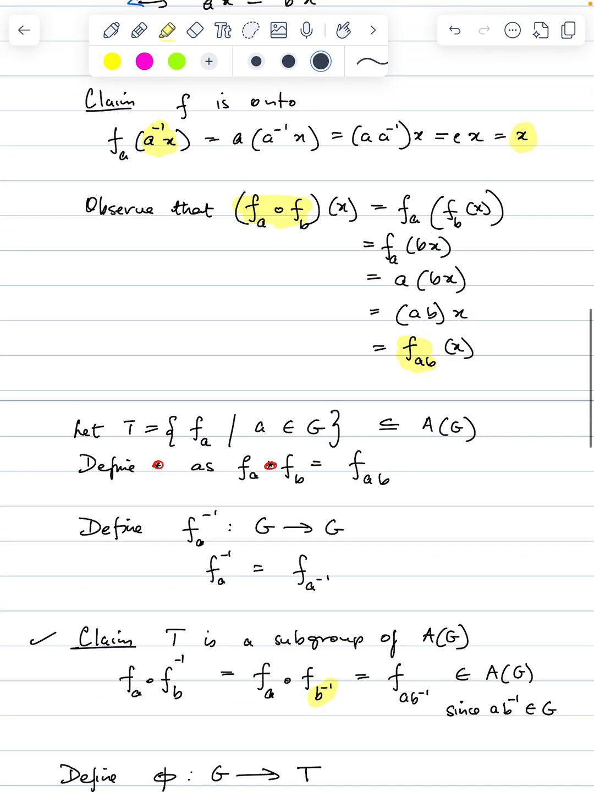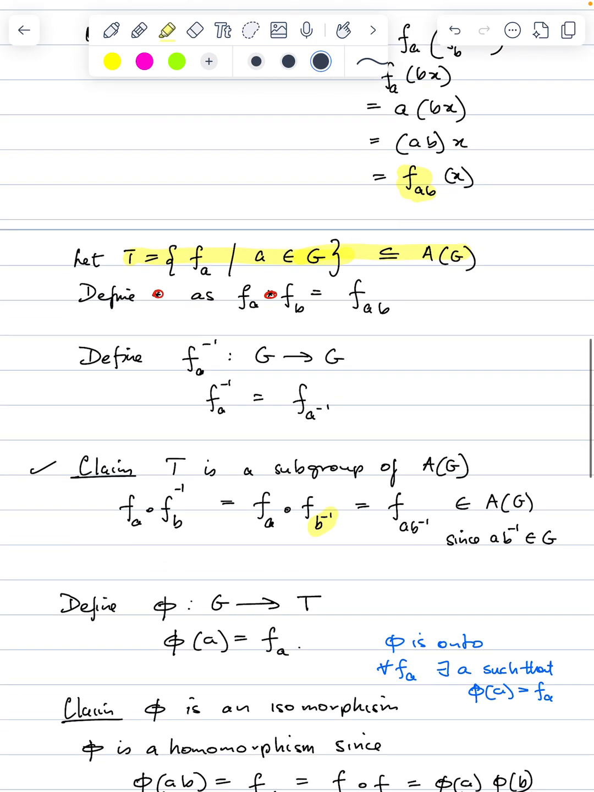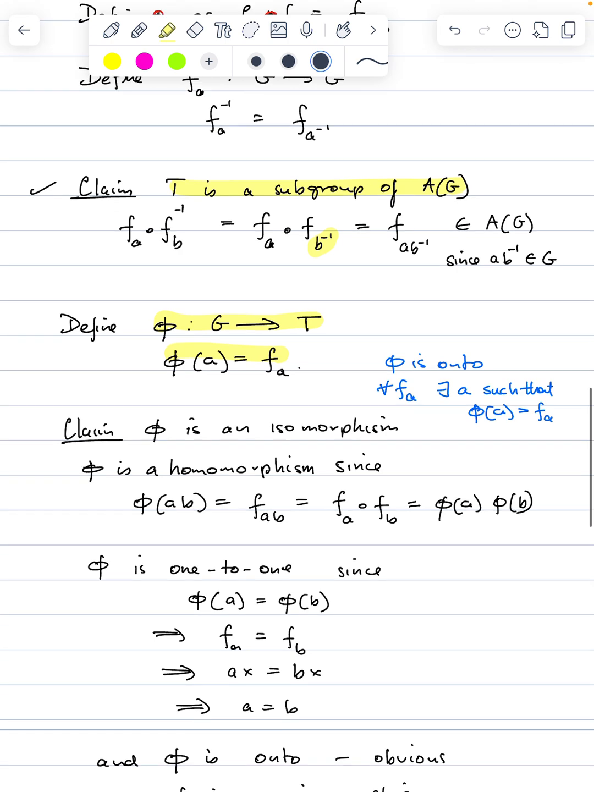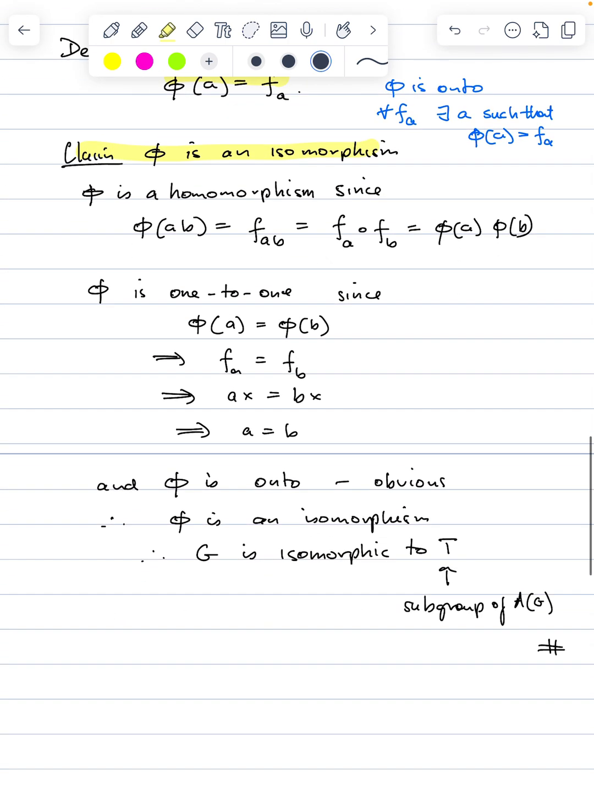We defined the set T, and then showed it's a subset of A(G), and we showed that it is in fact a subgroup of A(G). Finally, we defined the isomorphism from G to T in this manner. Phi of A equals F subscript A, and showed that it is an isomorphism. And thus we concluded that G is isomorphic to T, which is a subgroup of A(G). This concludes the proof of proposition 20.